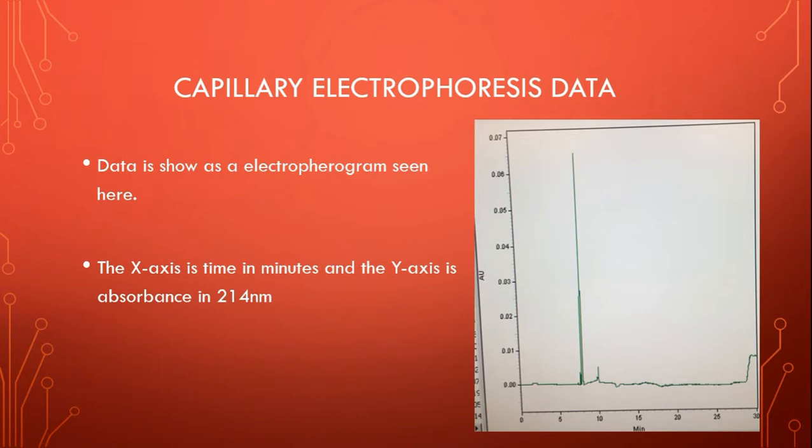As the buffer flows across the capillary tube, it carries an analyte with it. The data that the capillary electrophoresis gives off is an absorbance over time graph that you can see on the right. The x-axis is time in minutes, and the y-axis is absorbance at 214 nanometers.